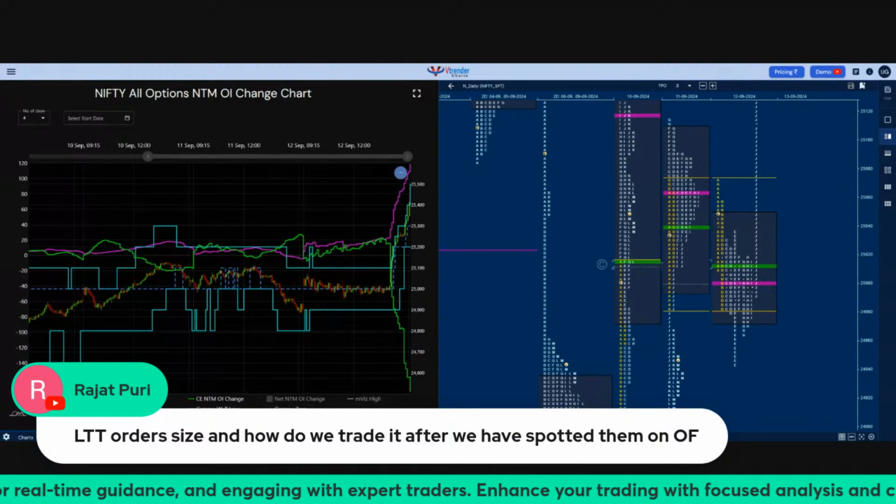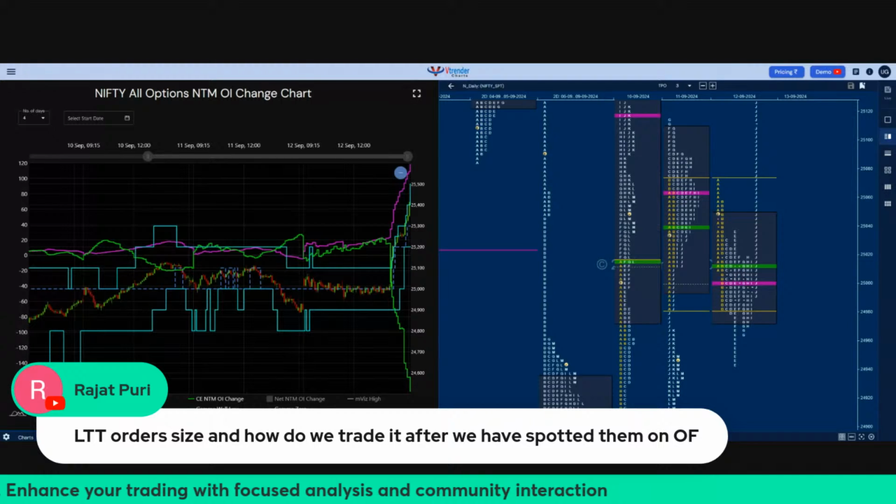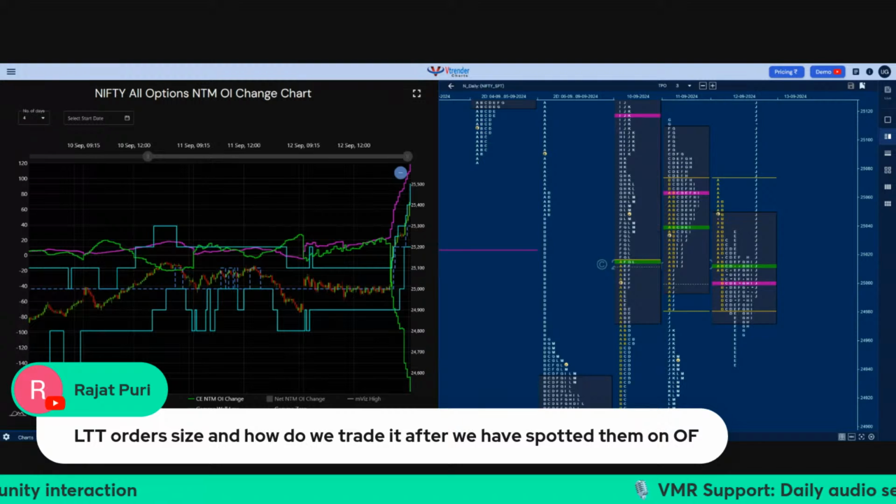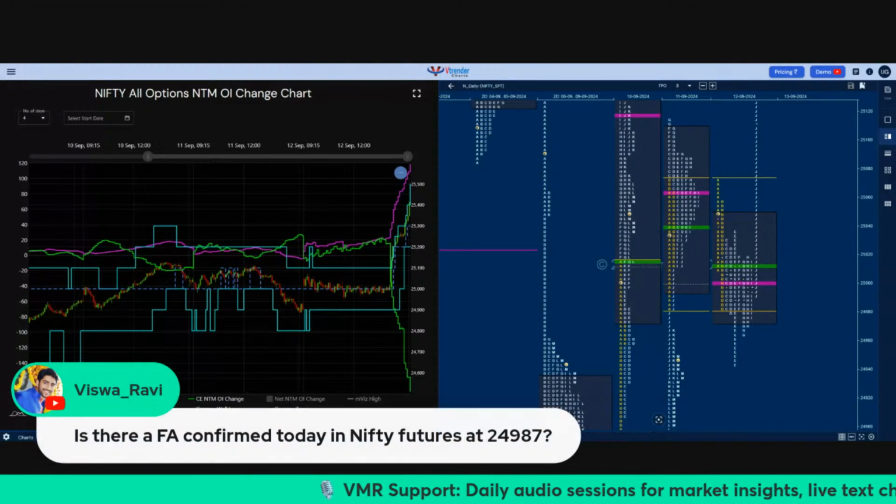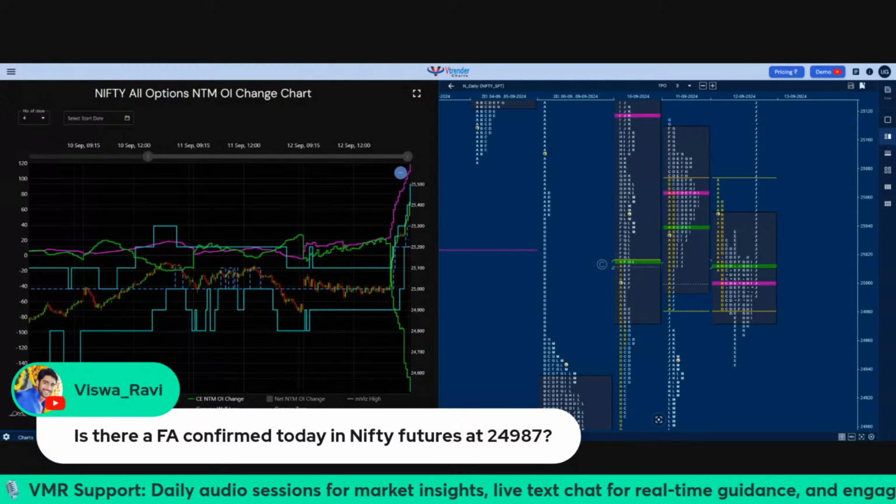So I'll just go to the 30-minute order flow chart of Nifty at the close and show you that. And also in Bank Nifty we saw a similar thing happening in the afternoon. Yes, we do have an FA confirmed in Nifty futures at the lows, and it has already completed the 3 ATR move on the upside.